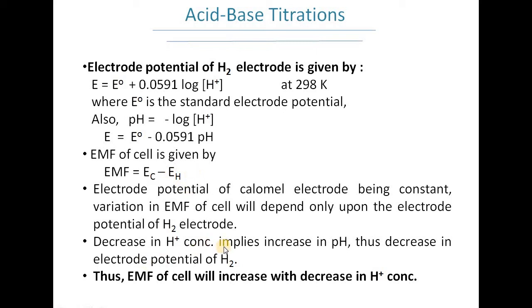Now, as the titration is carried out, there will be a decrease in hydrogen ion concentration in the solution, which will result in an increase in pH and thus a decrease in electrode potential of the hydrogen electrode. As the H+ is decreasing, the electrode potential of hydrogen will decrease. This will decrease, and this is practically constant. This implies the EMF of the cell will increase with decrease in hydrogen ion concentration.